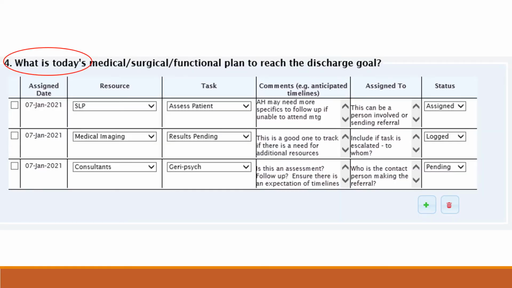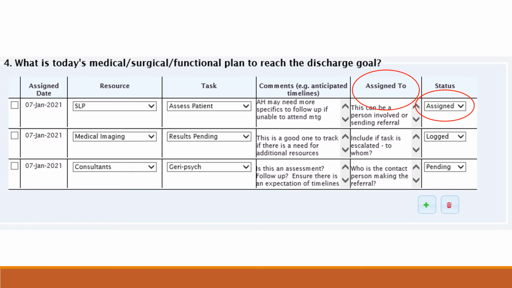Question 4. What is today's medical, surgical, functional plan to reach the discharge goal? Now that the care team has reviewed the previous 3 questions, they are more informed on current priorities and actions needed and also have the ability to track previously noted tasks and update timelines. It is important to also clearly indicate who the respective task is assigned to in the free text column, including current status for this task.